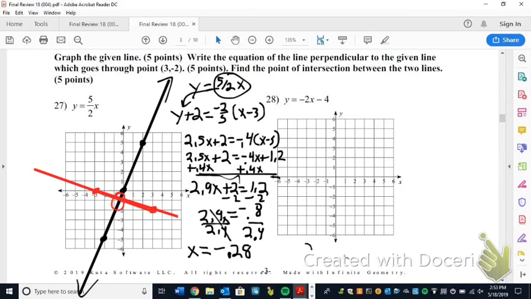Then we're going to take that and plug it back in. Now I can plug it back into my point slope, but that's going to get messy. So instead I'm going to plug it into y equals 2.5x. So y equals 2.5 times negative 0.28, and I get negative 0.69. And again, that looks about right. It looks about 2/3 of the way in between 0 and 1. So our point of intersection is negative 0.28, negative 0.69. It's not pretty, but it's done.